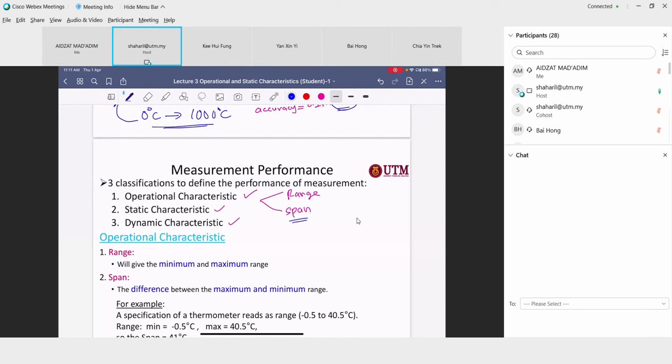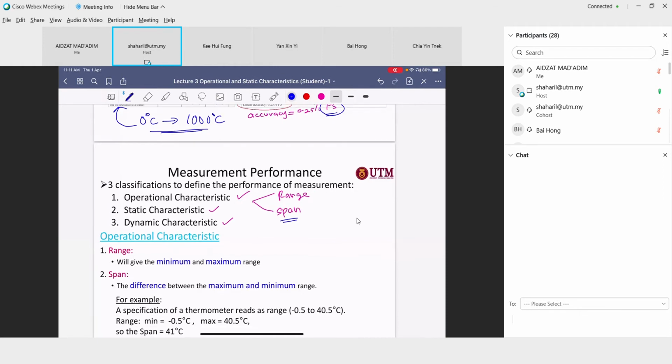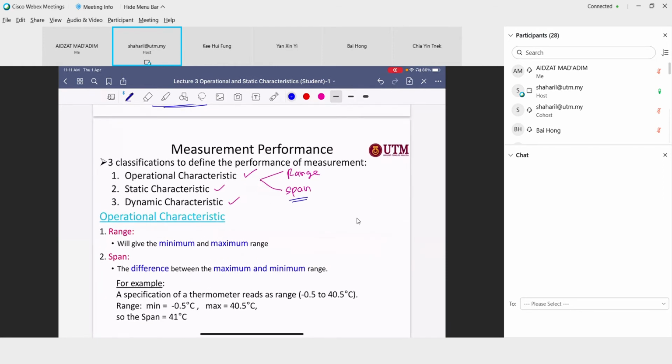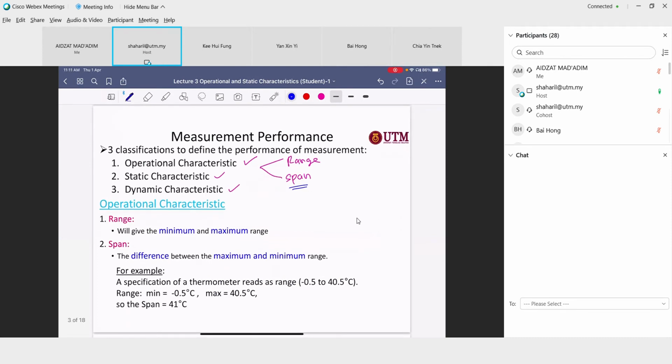So how to get the span? You can go to any shop and then you can buy span, right? Ha ha ha. If the WebEx meeting can have the ha ha ha, it is quite nice. If not, I will just talk by myself.